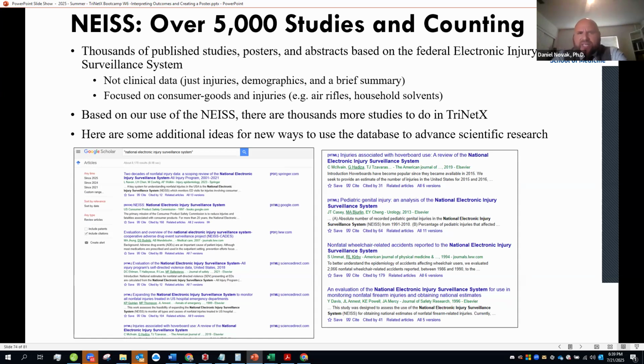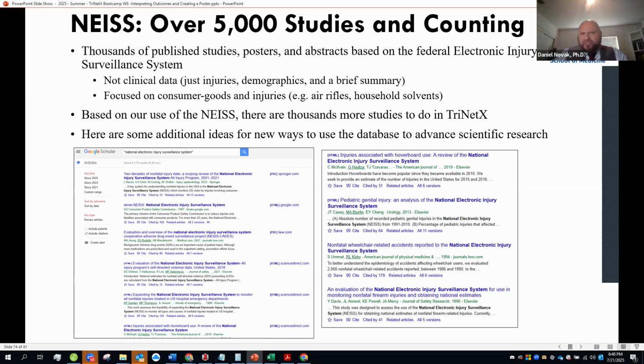He did a 20-year update looking at injuries related to fireworks, and that actually came out on the 4th of July, which was really funny. But the student did a very, very thorough job of analyzing the data and putting together a very good manuscript on that subject. But this data set didn't have any clinical data. It's just injuries, demographics, and a brief summary.